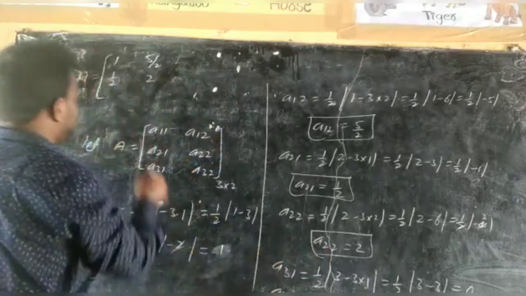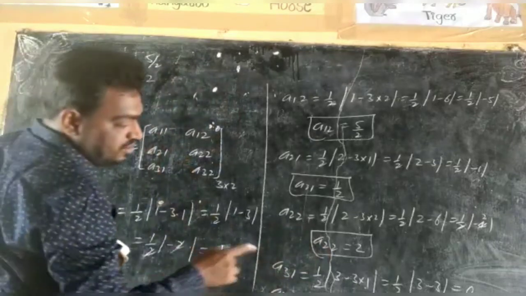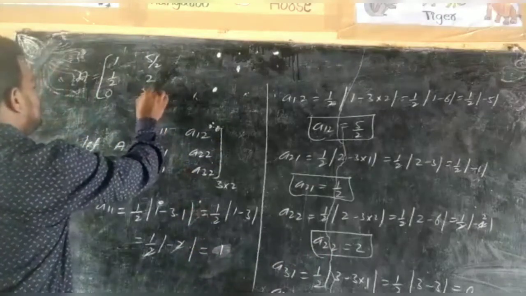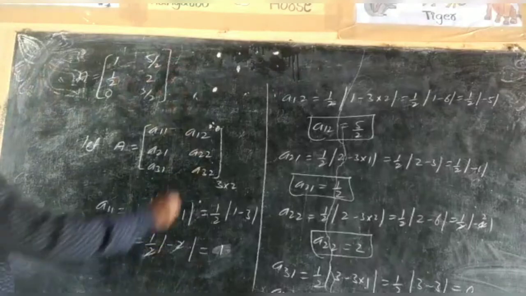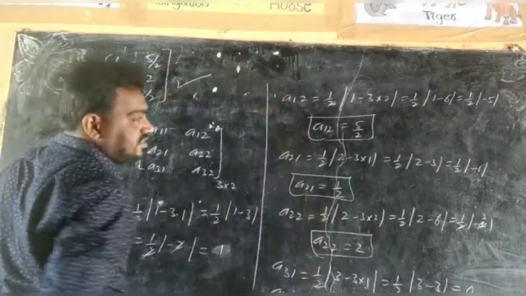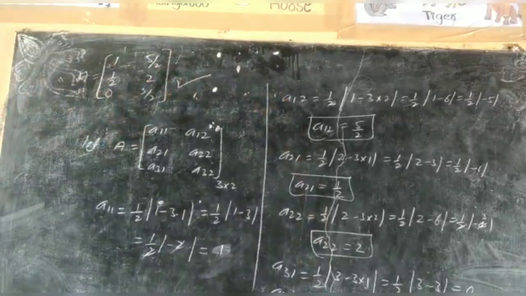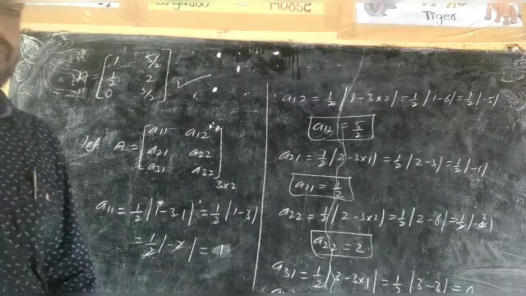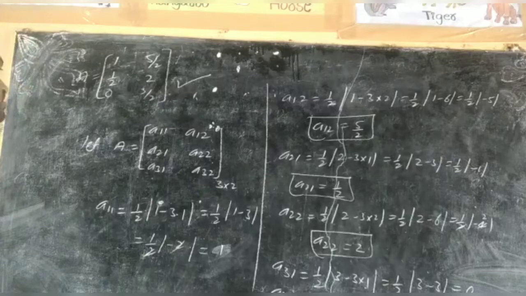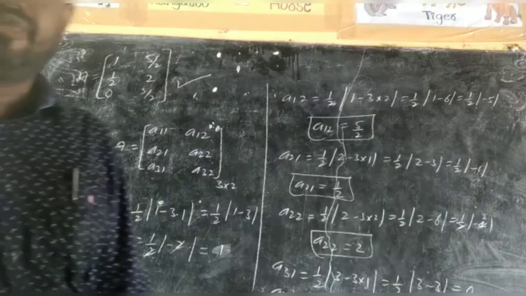A31 value is 0. A32 value is 3 by 2. So this is the matrix A. This is our required matrix. This is the process to find the matrix of order 3 cross 2 such that Aij is equal to 1 by 2 into i minus 3j.